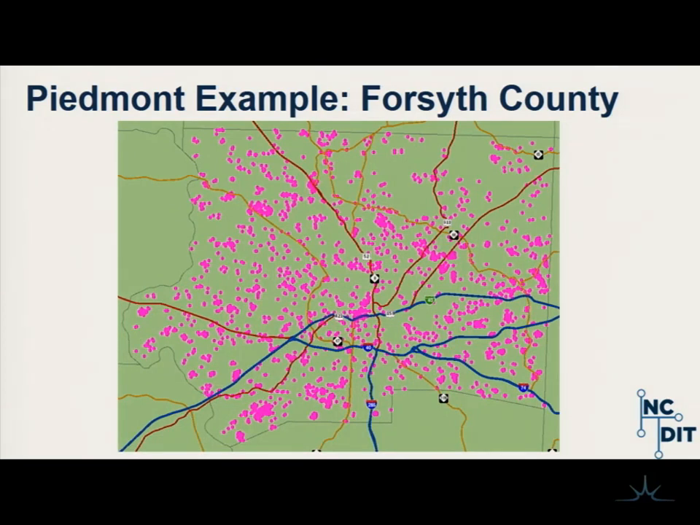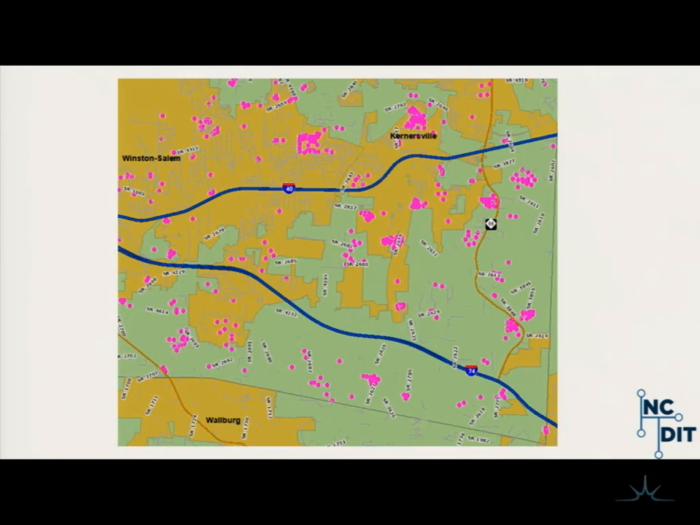We'll look at a Piedmont example. This is Forsyth County. Again, the new parcels, represented as points from 2018, are spread around the county. I'm going to look at a cluster over here on the east side in Kernersville. It's the area between I-40 and I-74. Let's get in a little closer. We can see some clusters there that seem to be apparent.